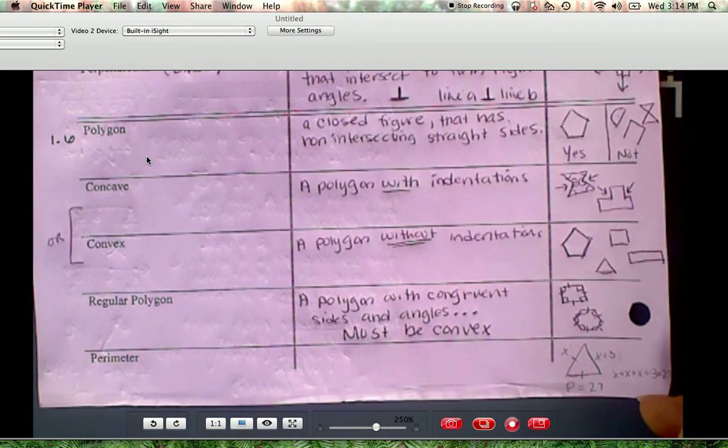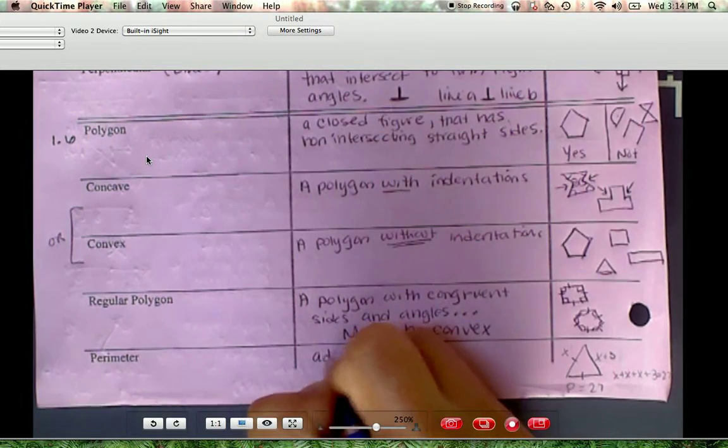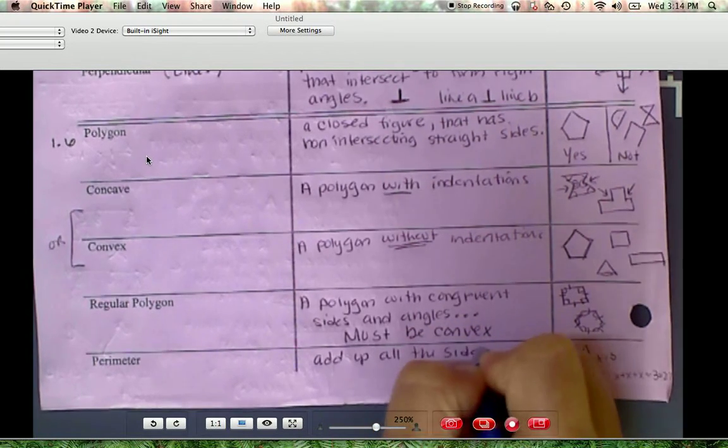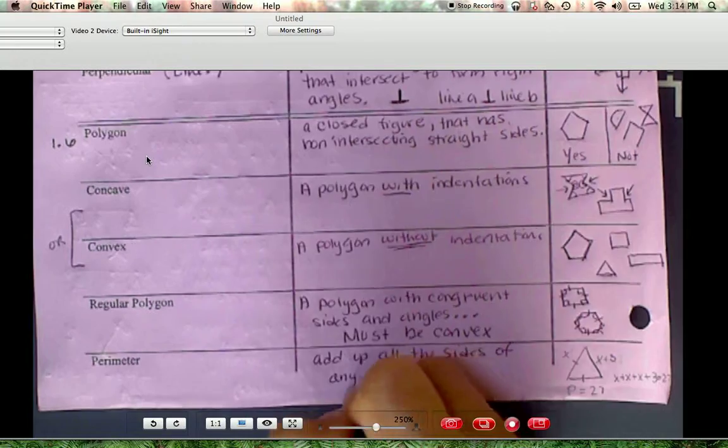Our final definition is perimeter. Perimeter is just what you get when you add up all the sides of any figure, any polygon.